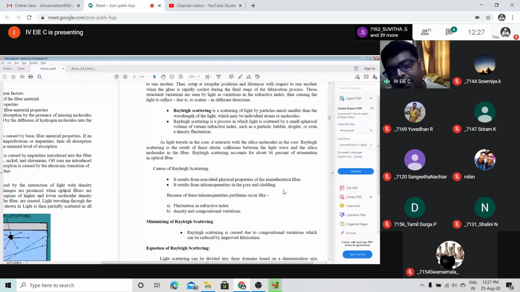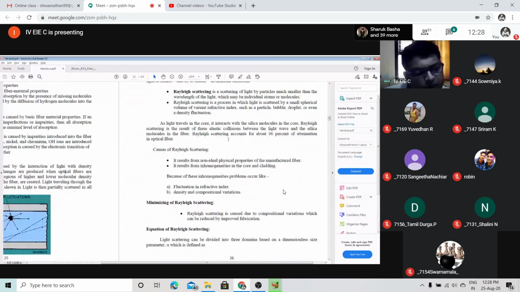When the light hits the molecules which have some density variations, it will scatter the light back and forth. So it will scatter in all directions. So it will create losses. So we call that Rayleigh scattering based losses. Okay. Now coming to the next concept.